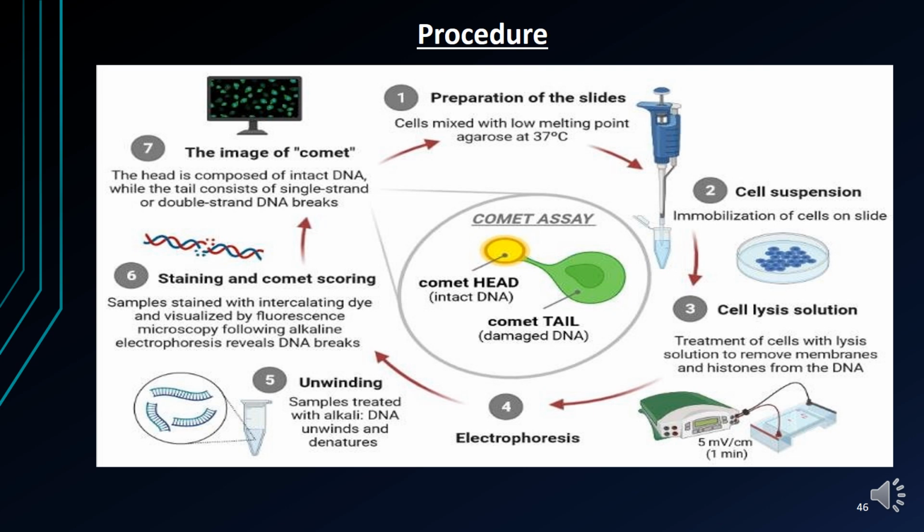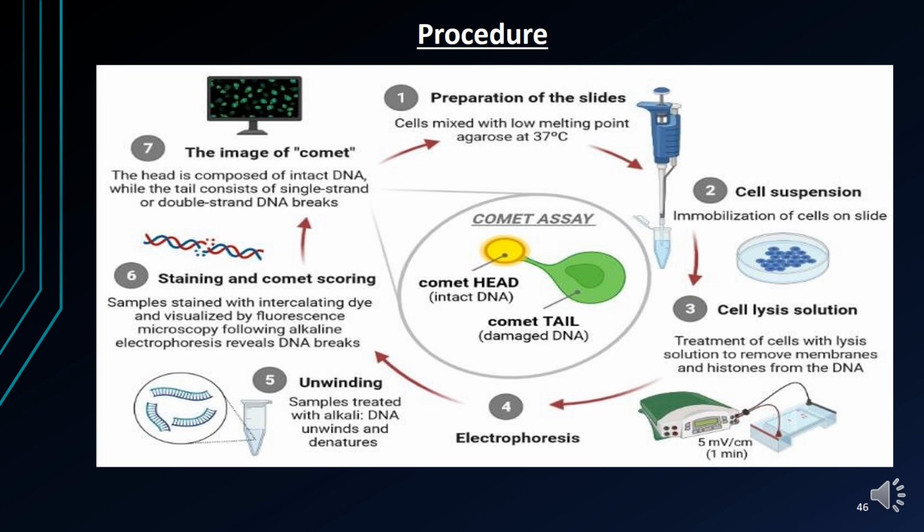Procedure for the comet assay. First, we have to prepare the slide. So agar is mixed with low melting agarose at 37 degrees Celsius. Then the cell suspension will be prepared, and immobilization of the cells on the slide will be done. Then cell lysis. Cell lysis will be done after treatment of the cells with a particular detergent or chemical.